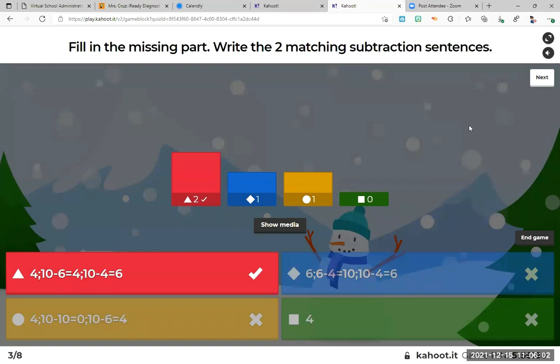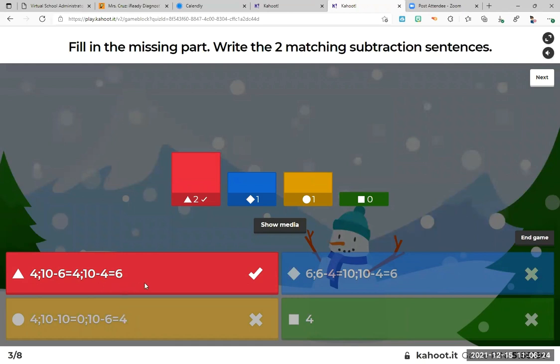So let's look at the red one. 10 minus 6 equals 4. That makes sense. That's a subtraction. That uses the numbers from our number bond. And what about the next part of it right here? Can you see my cursor? Here's the second one. 10 minus 4 equals 6. Also a subtraction, also using the correct number bond numbers.